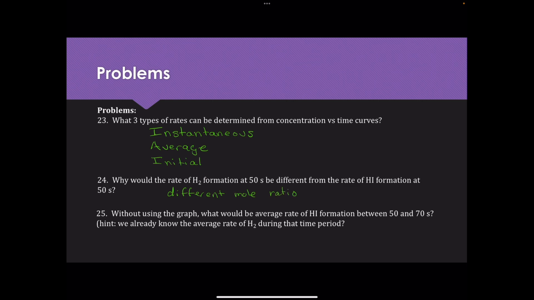Now remember that our materials in a given chemical reaction are related through the coefficients in the balanced equation. So if I know the rate for one substance, I can determine the rate for any other substance without going back to my graph. So that's what we're asked to do here in this problem.